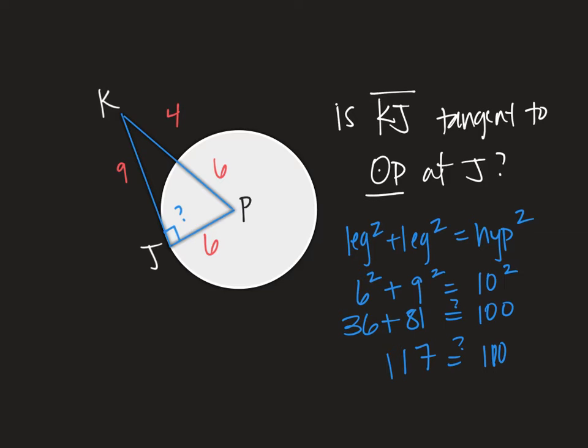So even though these look like they might be a right angle and it looks as though it might be a right triangle, it is not. And so the answer to this question would be no, it is not tangent. Now, we could go a little step further here and ask, what is the relationship between 117 and 100? Well, the hypotenuse is smaller, so this is actually going to be an acute triangle if we were going to classify it.